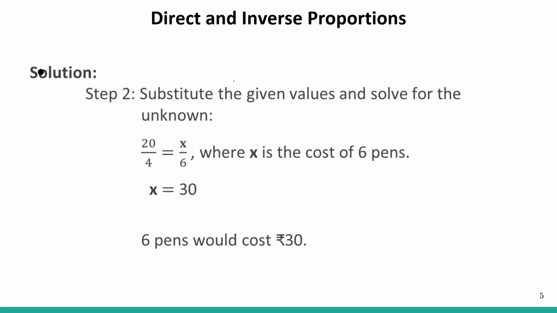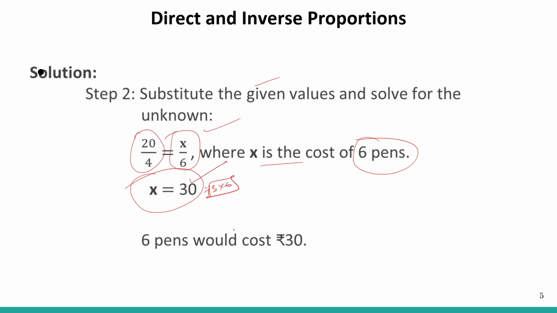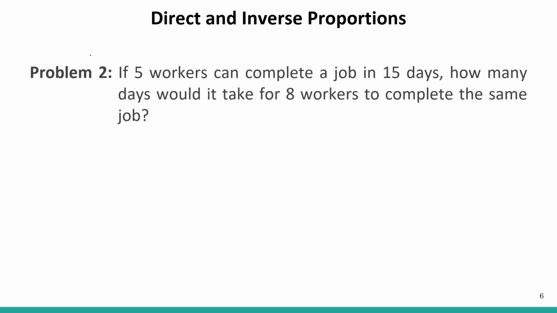But in this case they are not. Substituting the given values and solving for the unknown, 20 by 4 is equal to x by 6. So x is equal to 5 into 6, which is 30. So x is the cost of 6 pens, that is 30 in this case. So 6 pens would cost you 30 rupees. Let's see problem number 2.